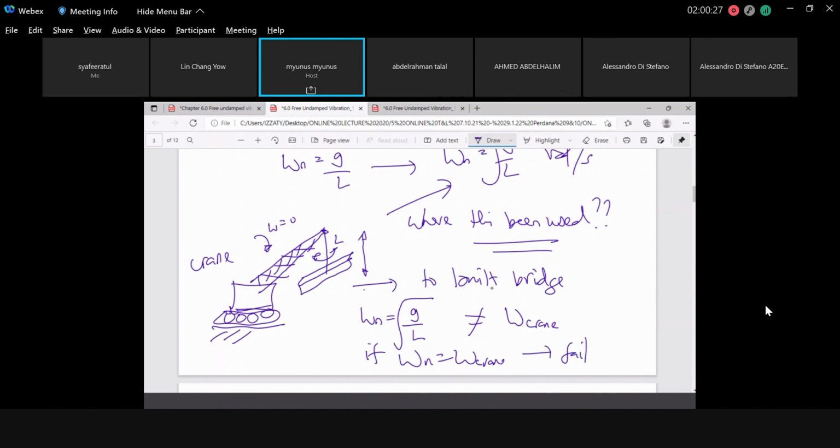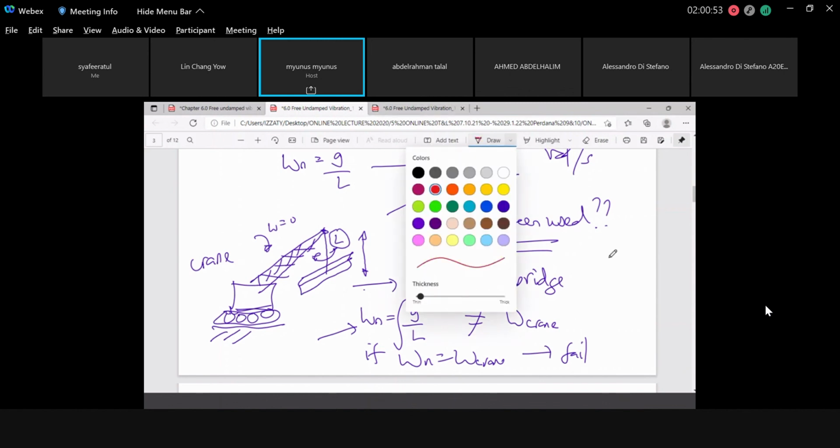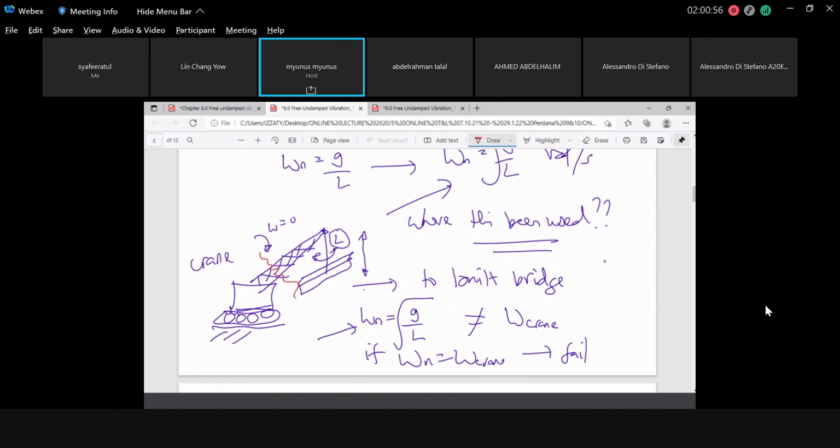So that is why when you work as a site engineer, you have to ensure that this L will remain constant, and the operator will not simply play with the L. Because if the operator keeps changing the L, it will keep changing ωn, and the tendency is ωn will meet ω crane and it will fail. The crane will break. This is what we call resonance.